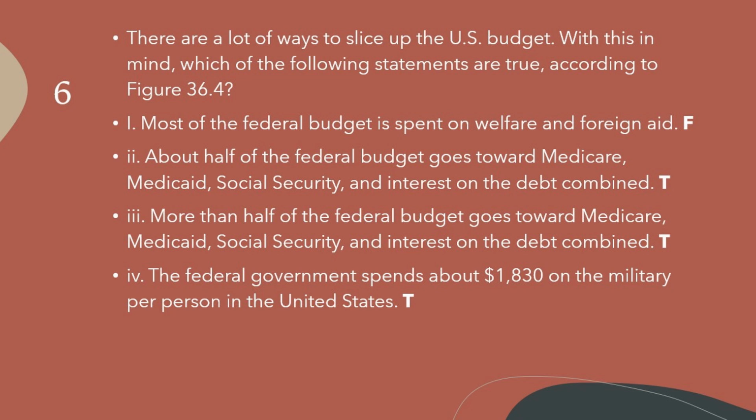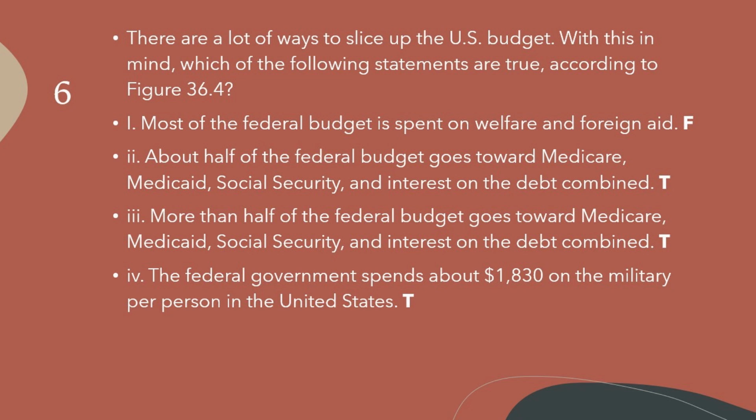Part 1. Most of the federal budget is spent on welfare and federal aid. This isn't true because even if you add up unemployment, welfare, and all other costs, which includes foreign aid, it's still less than half. So part 2, about half the federal budget goes to Medicare, Medicaid, and Social Security combined. That's true, it's about 48%.